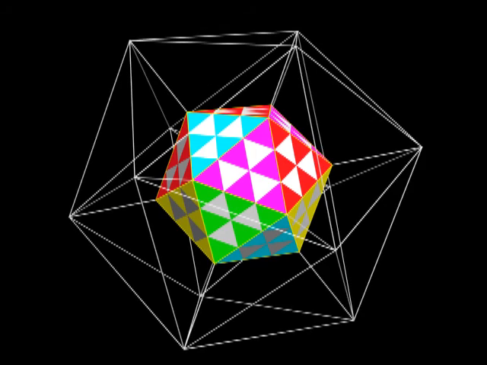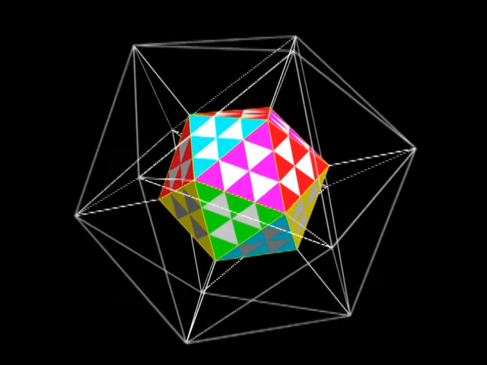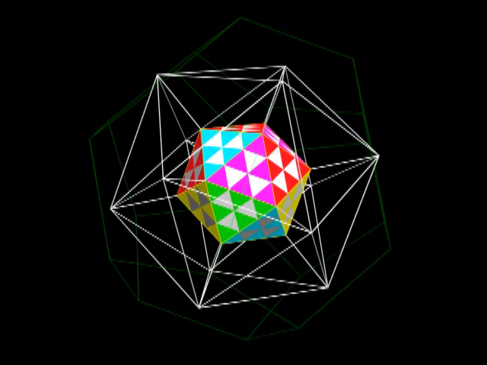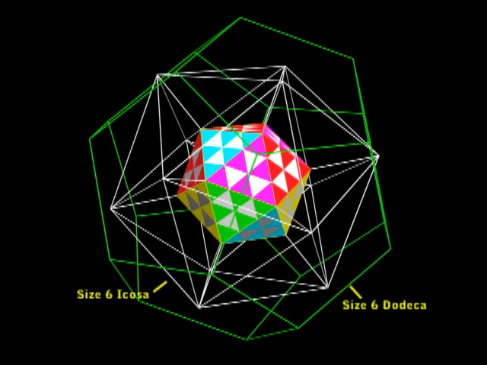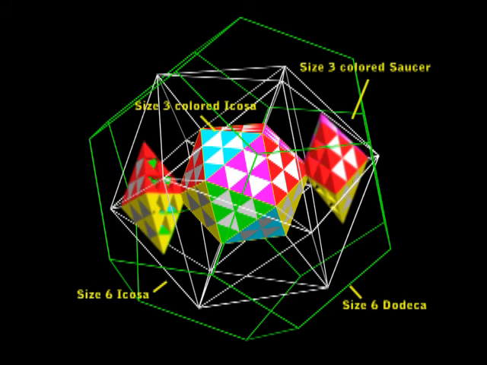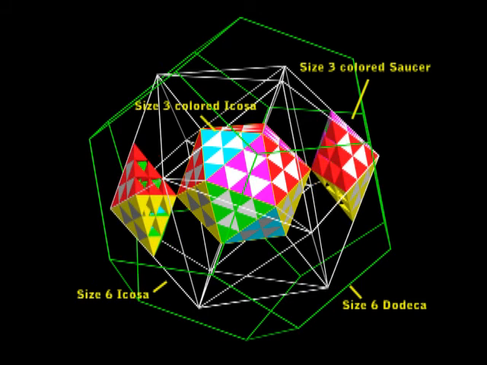I've got something new to show you. In this part, I'm going to bring back the dodeca outline. Now we'll move a size 3 pentasaucer, and you can see that it fits perfectly between the size 3 and size 6 icosa. Now this makes a perfect rung for giving us bDNA.